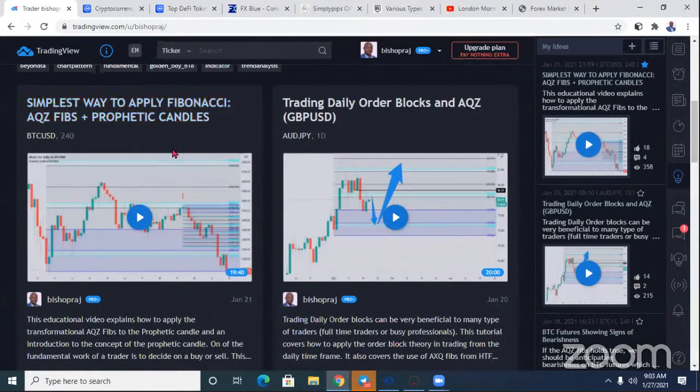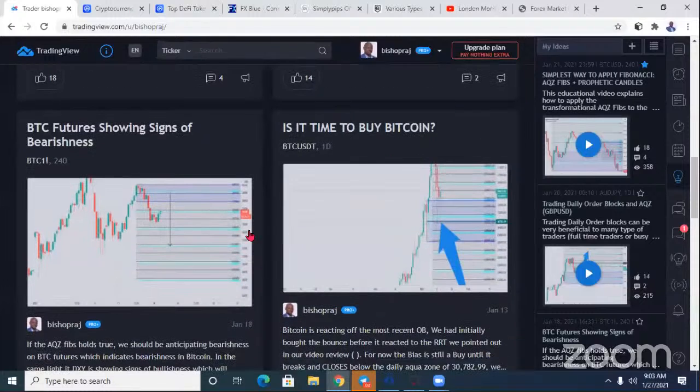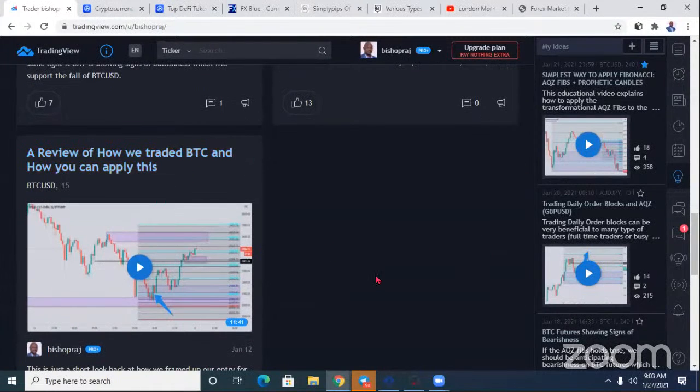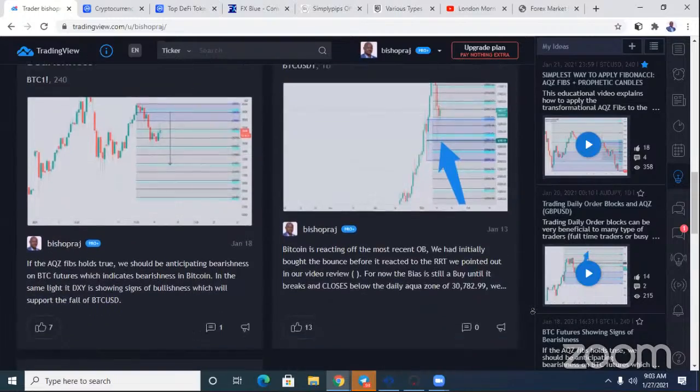I mentioned the simplest way to apply Fibonacci AQZ fibs to prophetic candles. We looked at trading daily order blocks and the AQZ. These were analyses on Bitcoin when I mentioned it was going to drop, showing bearishness. This was January 18th: it's time to buy Bitcoin. And so you could go look them up.